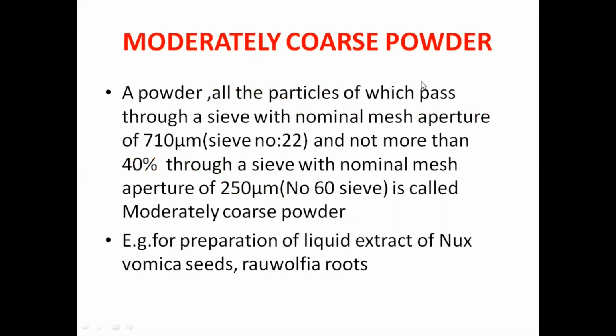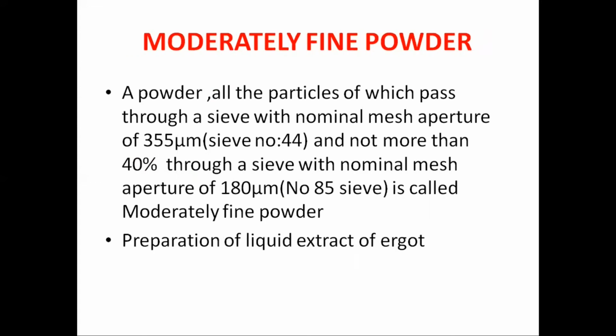Moderately coarse powder means all the particles pass through a sieve with nominal mesh aperture of 710 micrometer. 710 micrometer nominal mesh aperture means that is sieve number 22. All the particles can pass through sieve number 22 and not more than 40 percentage pass through a sieve with nominal mesh aperture of 250 micrometer. That means that sieve is sieve number 60. That powder is called moderately coarse powder. Example: liquid extract of nux vomica seed, rauwolfia roots.